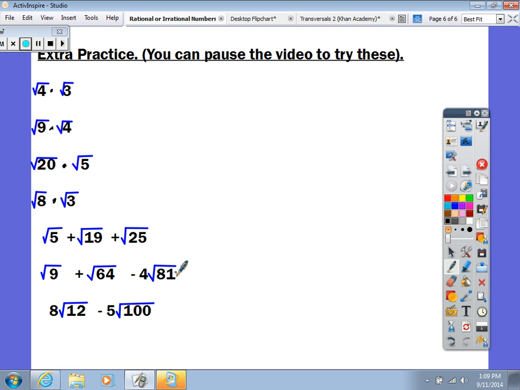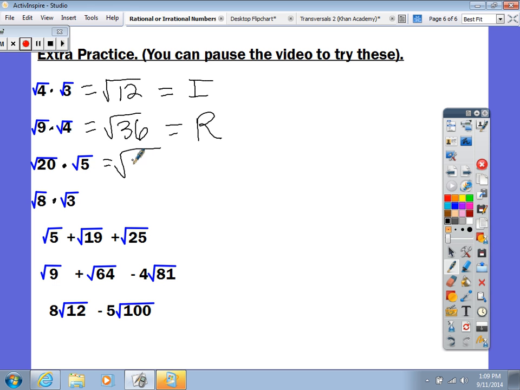Okay, guys, I'm assuming that you pressed pause and now you're pressing play because you want to check your answers. Let's go over what you determined. Whenever we're multiplying radicals, we need to go ahead and multiply them. So 4 times 3 is 12. That is an irrational number. Square root of 9 times square root of 4 would be square root of 36, but there is a perfect answer, so it is rational. The square root of 20 times the square root of 5 would give me the square root of 100. That does have a perfect answer, so it's rational. The square root of 8 times the square root of 3 is the square root of 24. That does not have a perfect answer, so it is irrational.